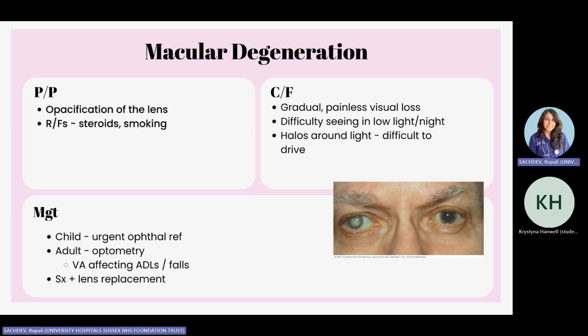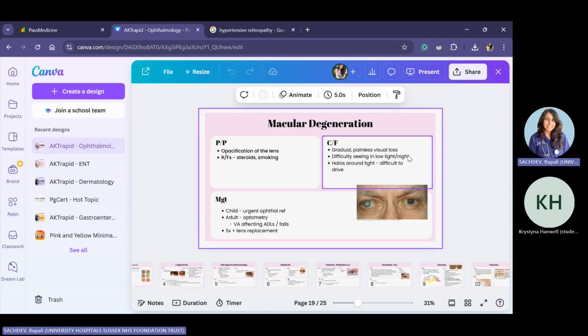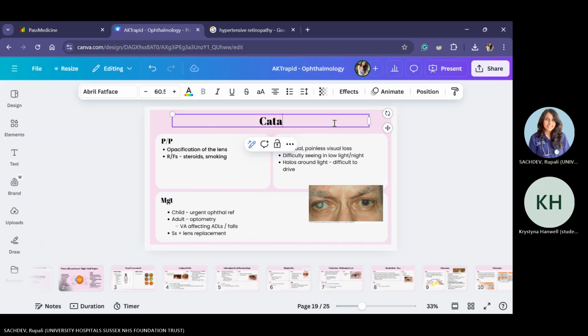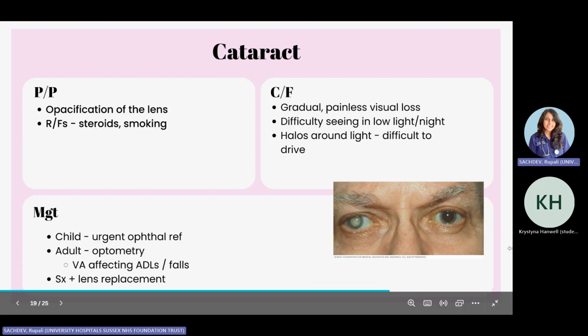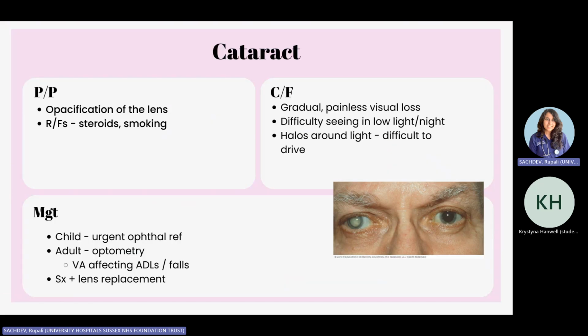Oh, I don't know why that says macular degeneration. This is cataract. So cataracts. Again, very common. It's basically an opacification of the lens. Some of the risk factors of cataract are steroids and smoking.